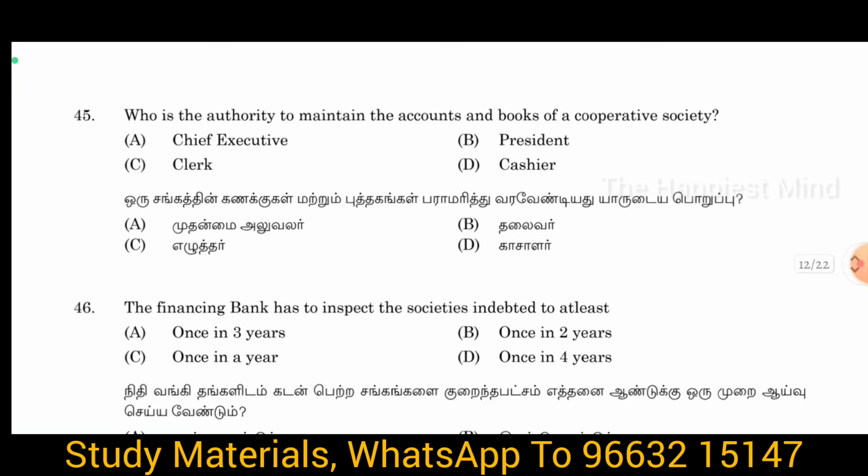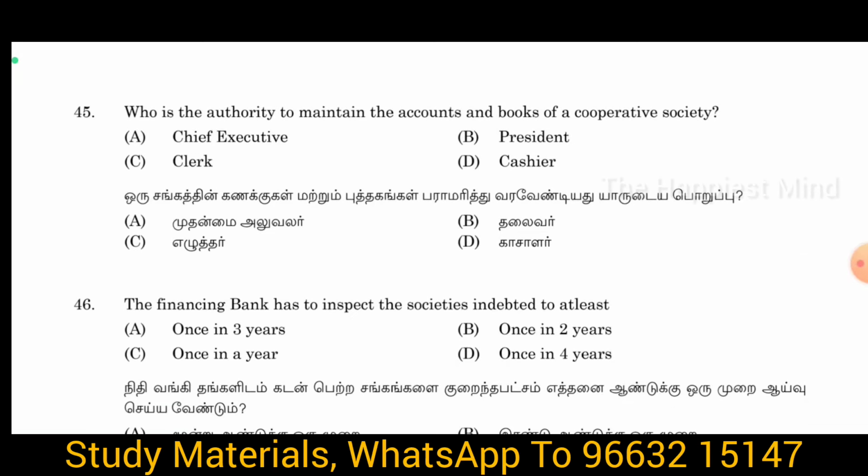Next question, question 45. Who is the authority to maintain the accounts and books of a cooperative society? They are asking who maintains the accounts and books in the society. Answer is option A, the chief executive.